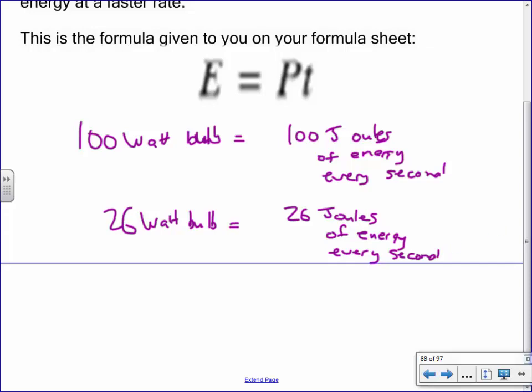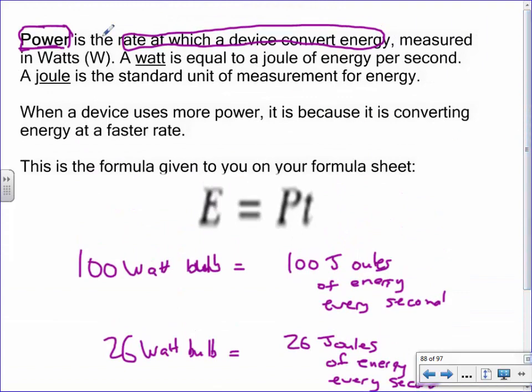Okay? And so we have a formula here that I need you guys to know here. The units are watts. A watt is the unit we use for power. And energy is measured in joules. Okay? So joules is how much energy you use, you know, from the electrical company. And wattage is how fast you're using it.